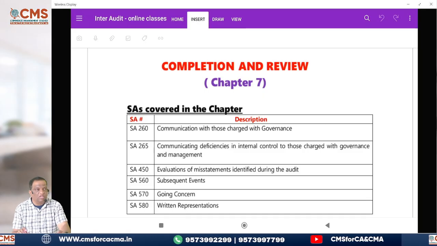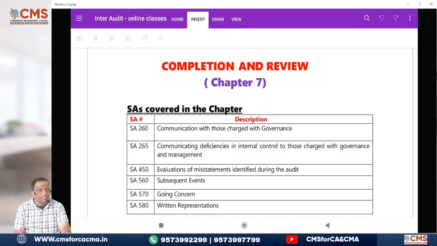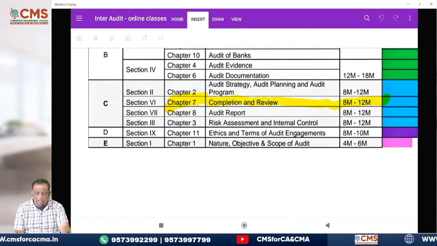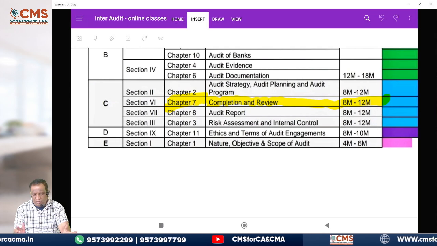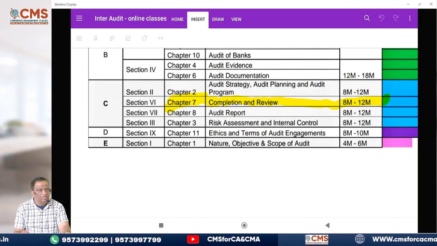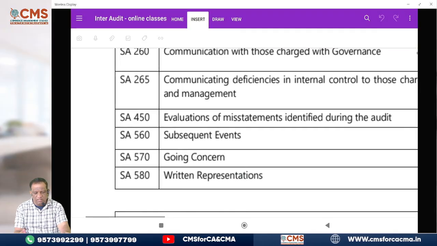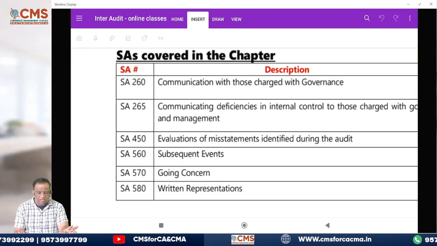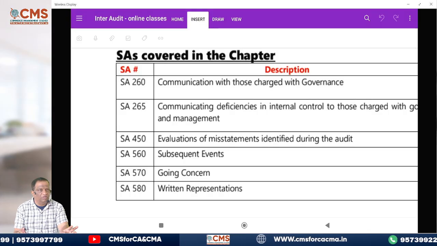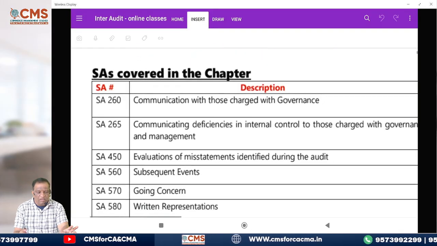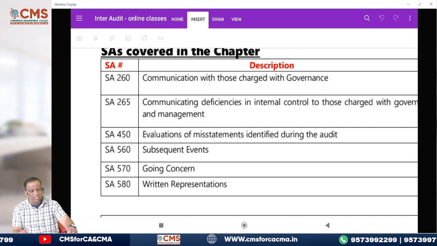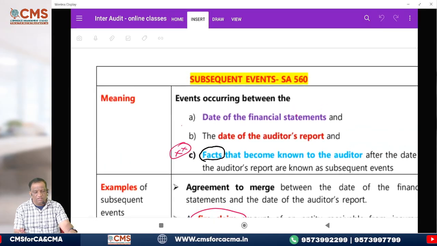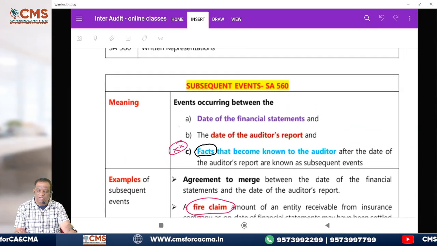Start with this chapter 7. And this chapter 7, as the weightage that we have seen, this alone can get you somewhere around 10 marks. Though the minimum and maximum is 8 to 12, 10 marks are very simple, all standard based, and these standards are very limited in number, limited in content. There are 6 standards that we need to cover. It's a completely standard based chapter. That is 260, 265, 450, and then 560, 570, 580. So first we will cover this 500 series and then come to this 200 series.